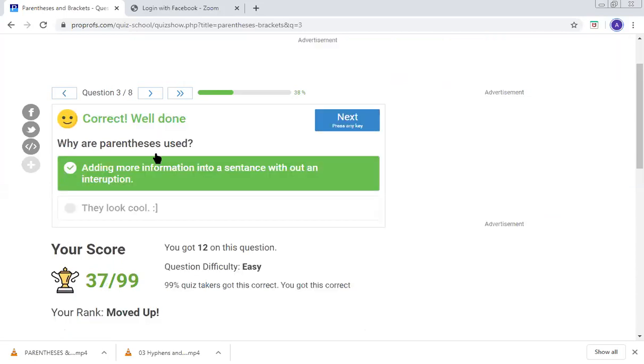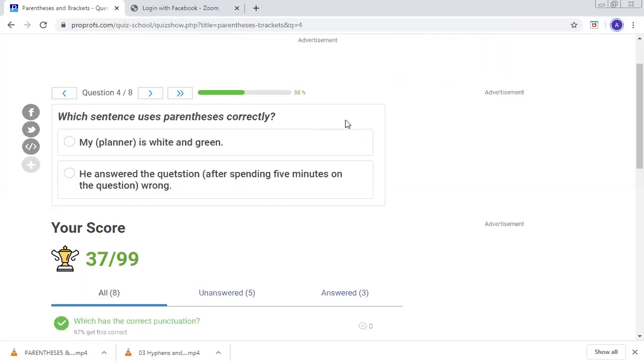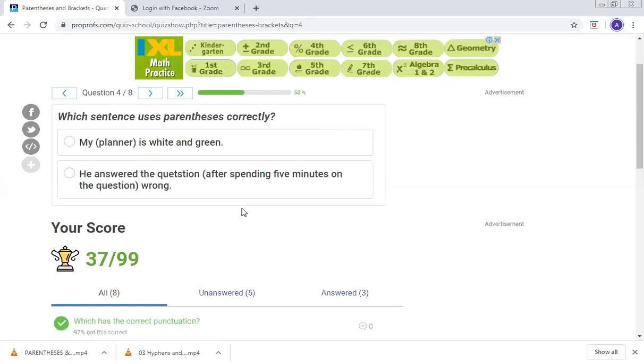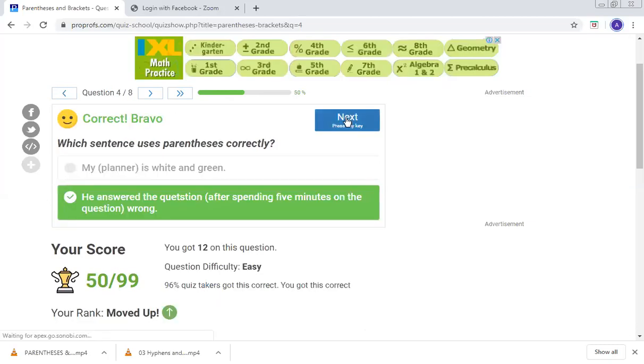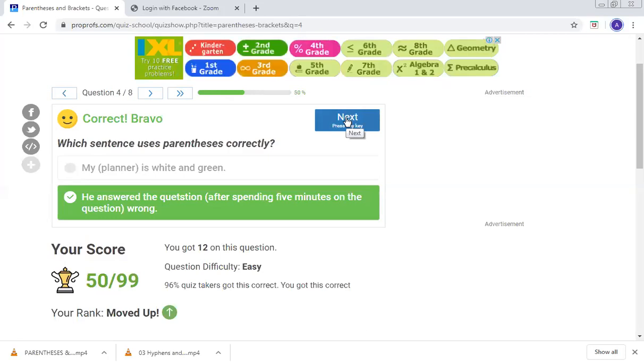Look, my dear. So another one. Yes, do that one, Mu'taman. Which sentence uses parentheses correctly? So this is the question. Yes, go ahead. My planner is white and green. He answered the question after spending 5 minutes on the question. Wrong. So you are with the second one. Yes. Why? Great, like adding extra information.